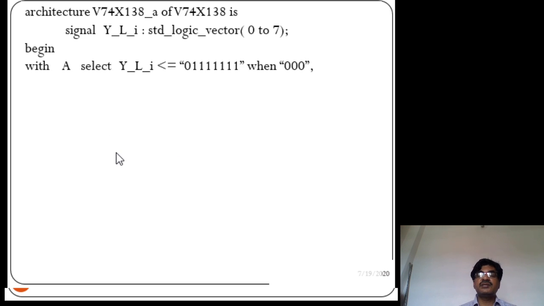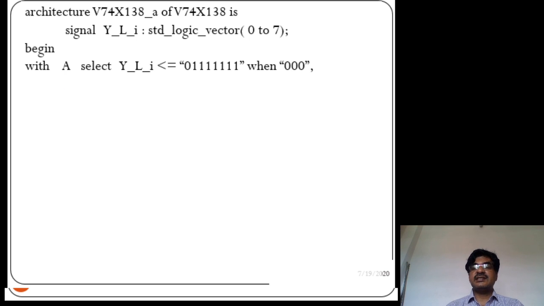Here I am using the with select statement. It is a selected signal assignment statement. As per the syntax, that is with A, that is with the data input observation. With the data input observation, I am assigning some value to the output.